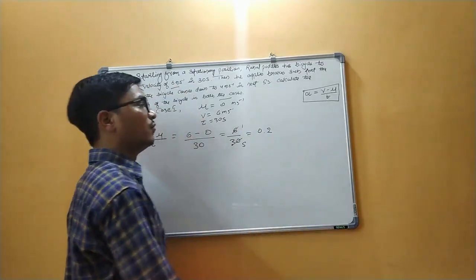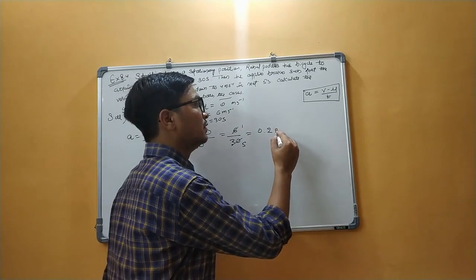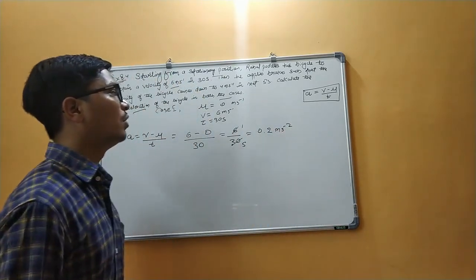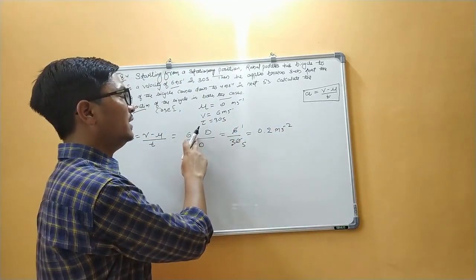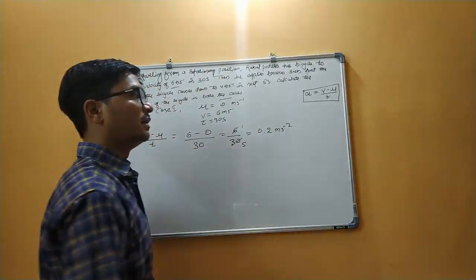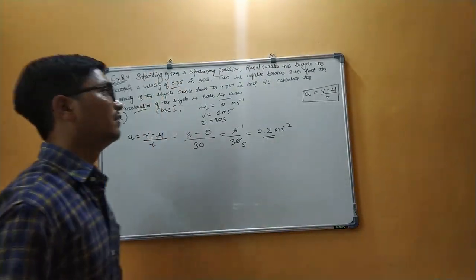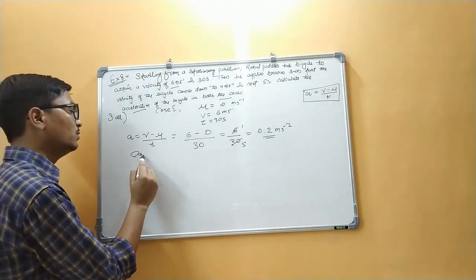And what is the unit of acceleration? Its unit is meter second minus 2, or meter per second upon second. So our answer is 0.2 meter second minus 2. In the first case, I have found the acceleration. Now in the second case, number 2.